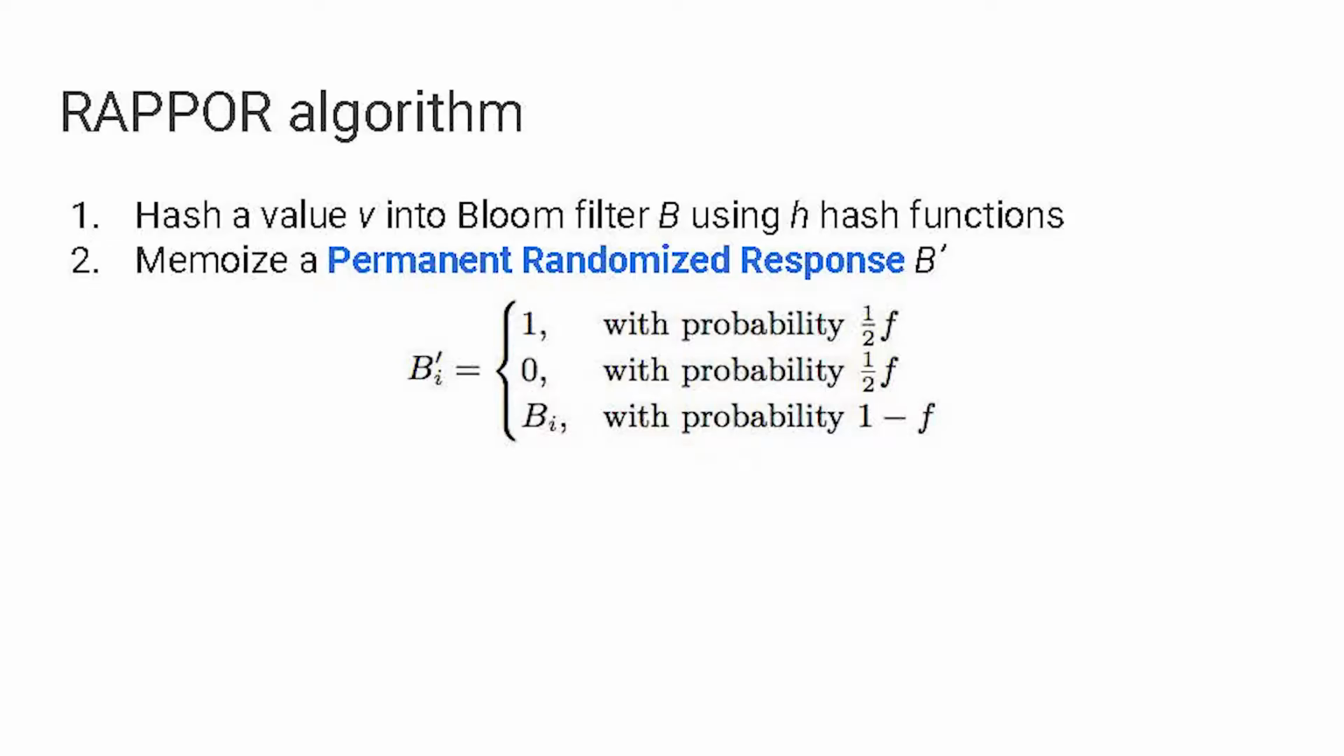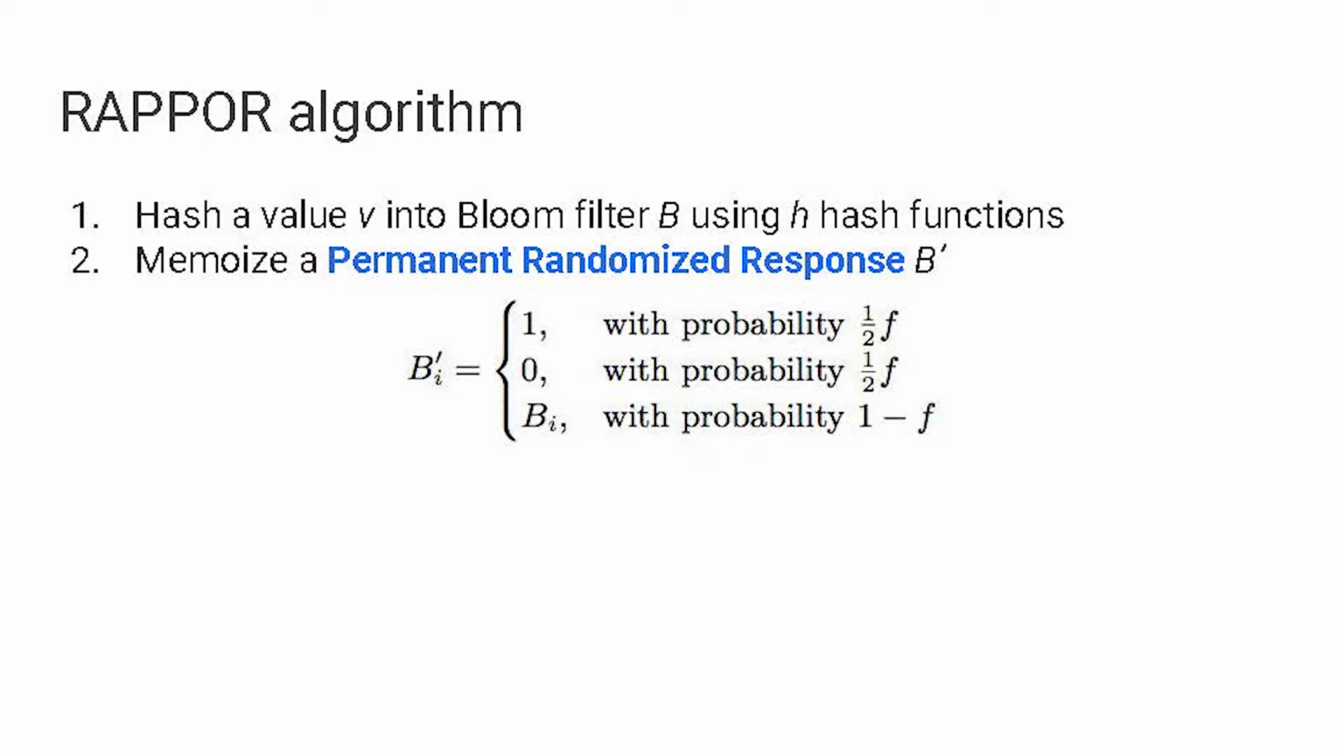And it turns out that in practice, depending on the amount of noise you add and how big these unique tracking IDs are, it's pretty useful. You get a good balance between privacy and utility. So here's how the algorithm looks. You hash a value into a Bloom filter. It's very simple. Using some h hash functions, where this is a parameter. We use like 2 hash functions.